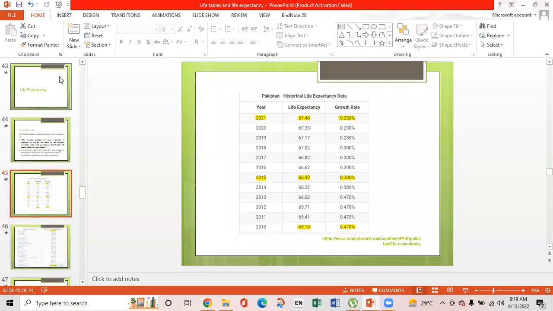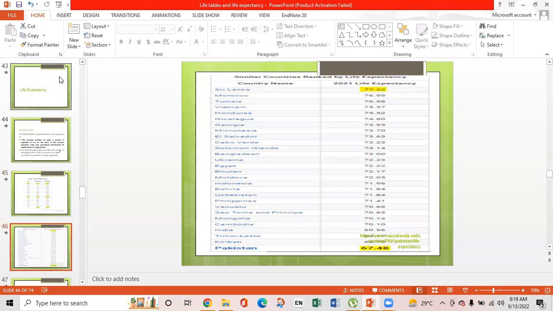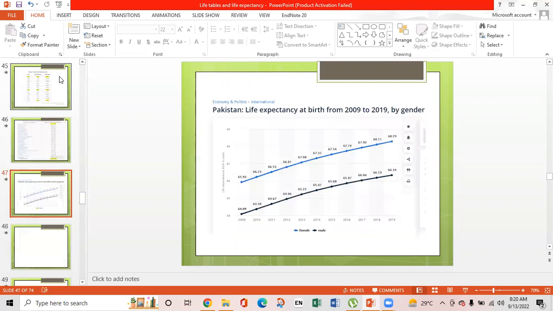This shows that in 2001, life expectancy in Pakistan is 67.48 and growth rate is 0.230%. While among similar countries ranked by life expectancy, Sri Lanka comes at the top with a life expectancy of 77.22, while in Pakistan it is 67.48. This shows life expectancy at birth from 2009 to 2019 by gender. For females, it's 68.29, and for males, it shows 66.34. And it is a constantly increasing trend.